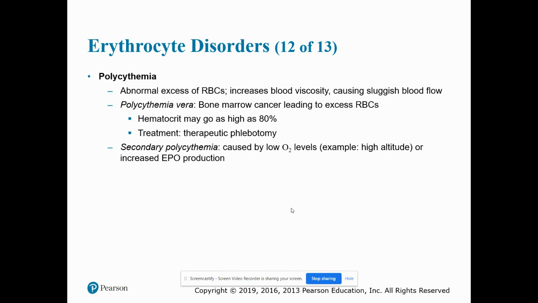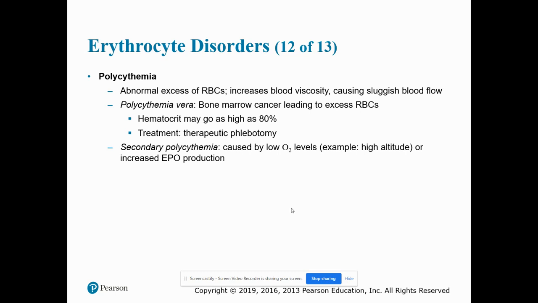Then we have polycythemia. This is an abnormal excess of red blood cells. This is going to increase blood viscosity, causing sluggish blood flow. And then polycythemia vera is a bone marrow cancer that leads to excess red blood cells. The hematocrit can go as high as 80%. Remember, hematocrit is supposed to be like 45%. Treatment is therapeutic phlebotomy, so literally removing the blood.